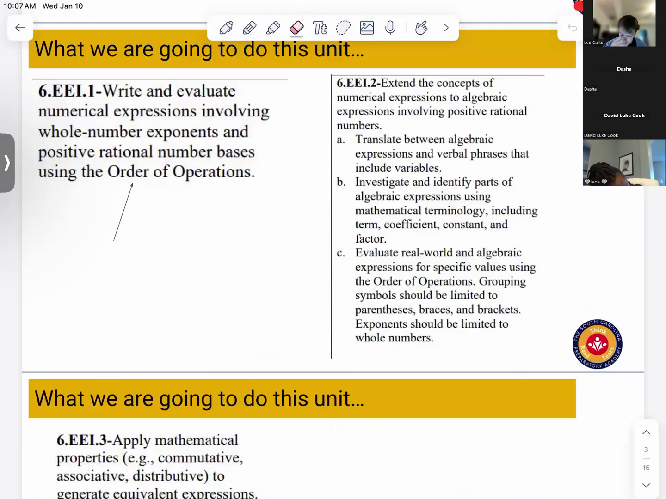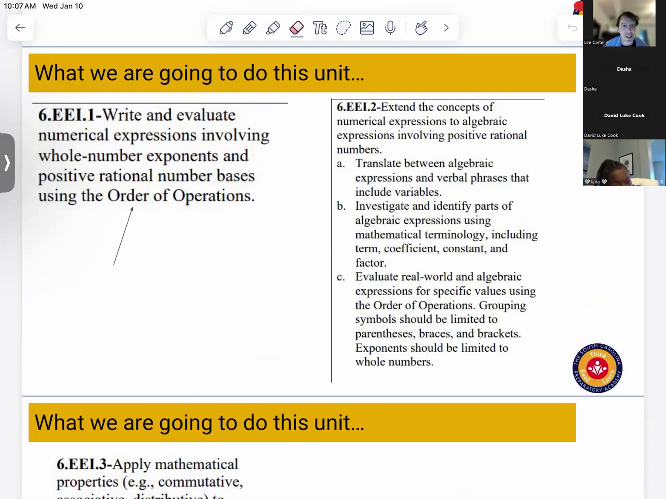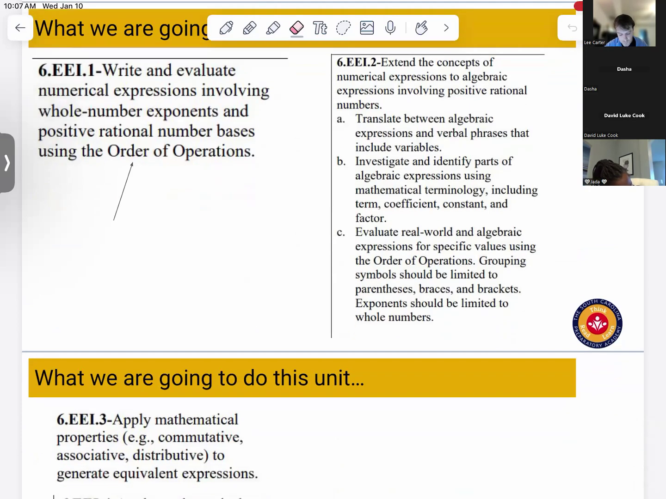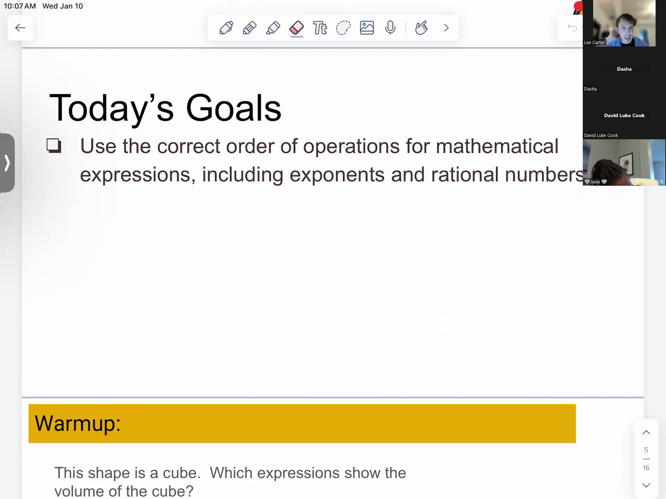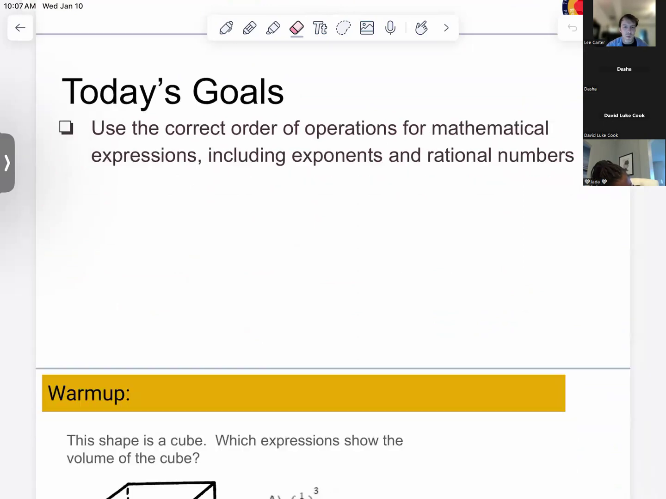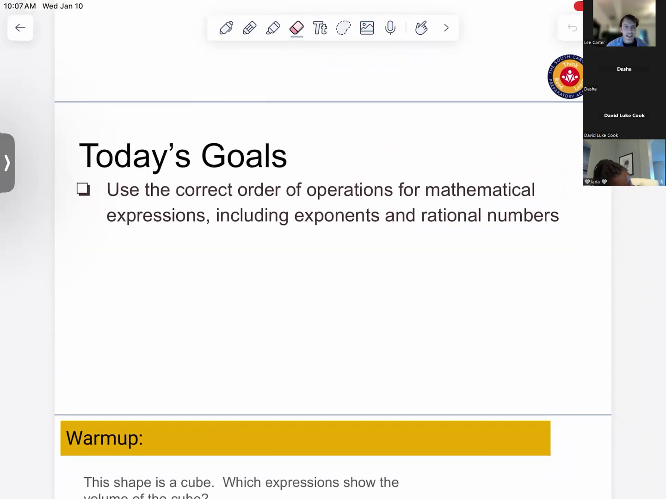All right. So we're working on order of operations here. This is standard EE1. That's the one I'm assessing this week, and so that'll be the quiz on Friday. All right. So we're using the correct order of operations for mathematical expressions, including exponents and rational numbers. That's our goal for today. Okay. We did that last Thursday, 1-4. And then today we're going to add in the exponents because we did the exponents on Monday and Tuesday. Also, look over my comments on your work from Monday and Tuesday. Make sure you get it. If you got stuff where you didn't do it the way I wanted you to, you can resubmit it and I'll get you the full points back.